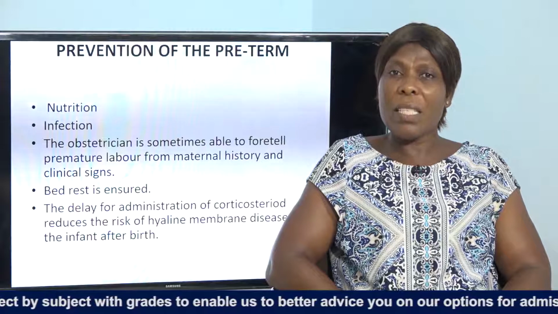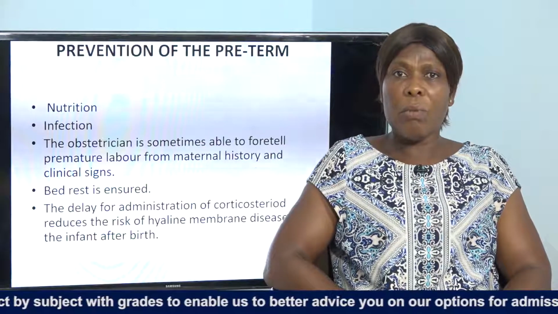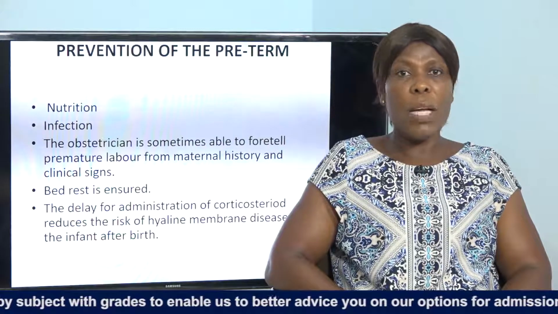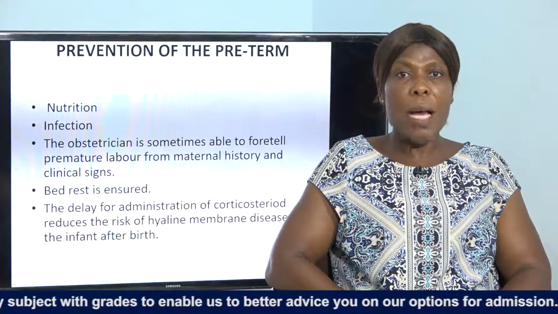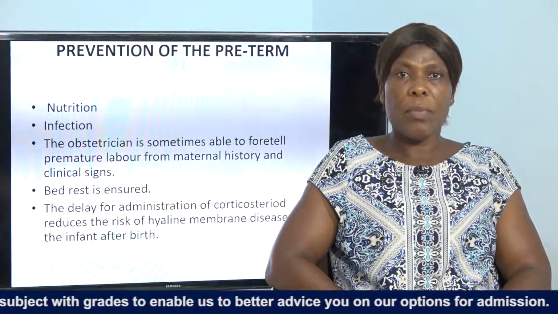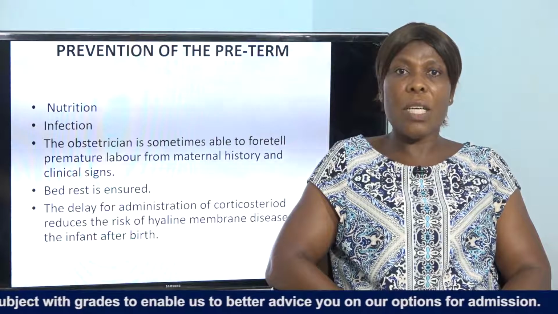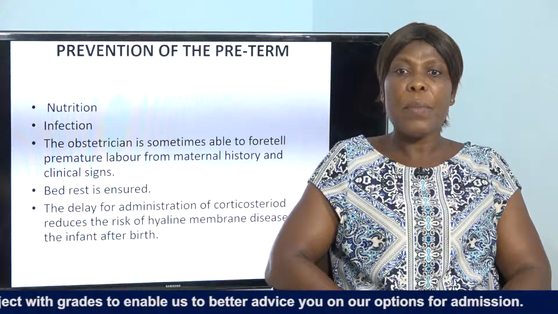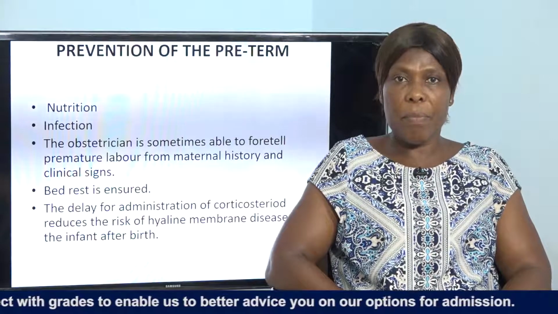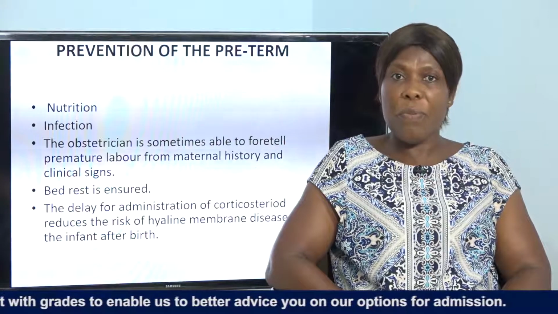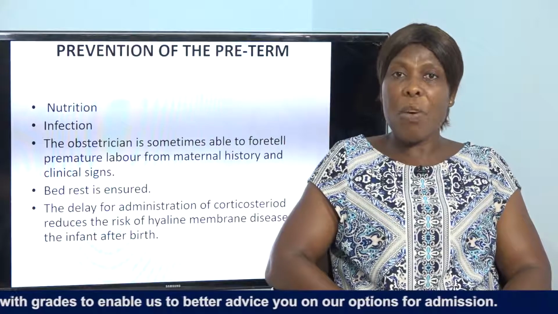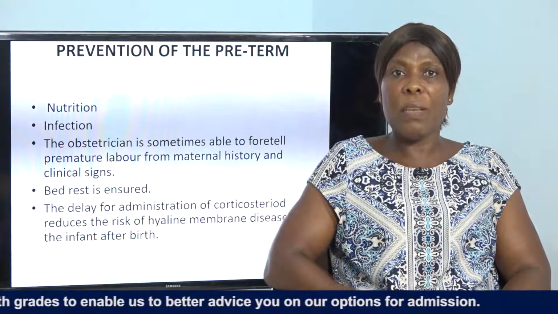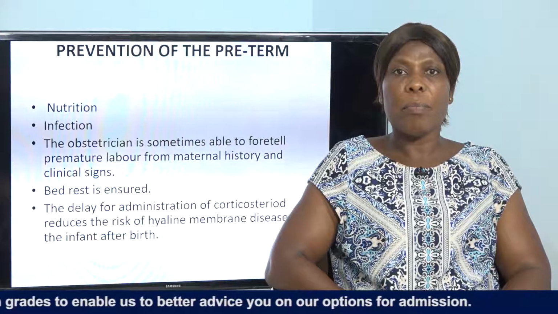Prevention of preterm delivery. What are the measures that will be taken to prevent this kind of preterm delivery? One, we have to embark on good nutrition. During pregnancy, we need to take a good nutritious diet to boost our immune system and then the circulatory system. The need to prevent infection. These are some of the factors that influence growth and development during fetal development.